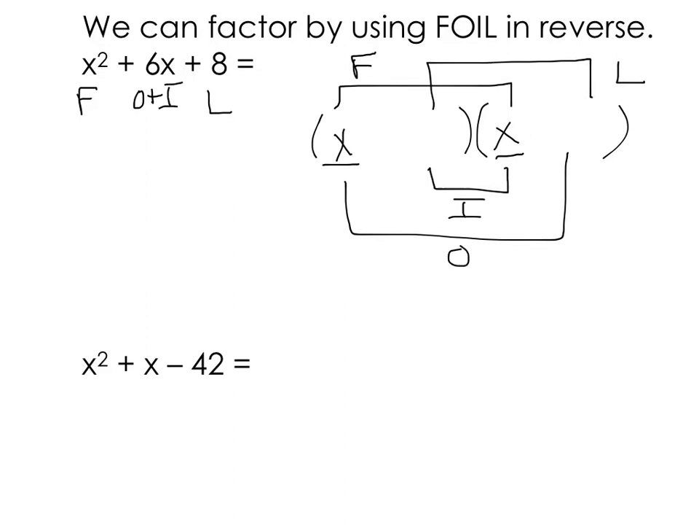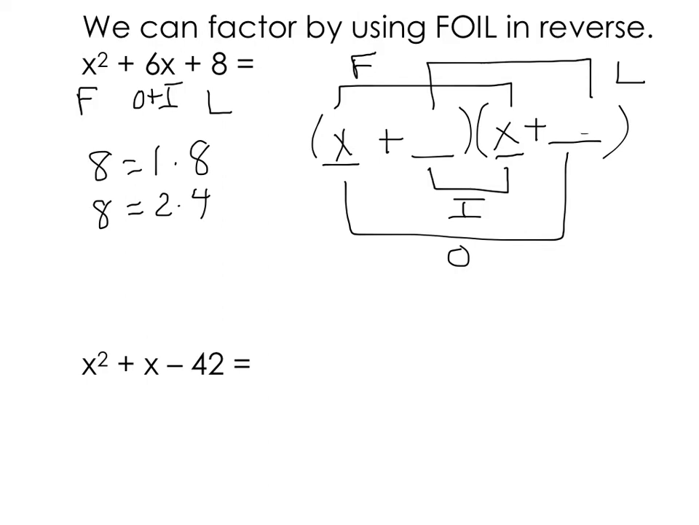So, what numbers could we put in these last two positions? We know that 8 is 1 times 8. 8 is also 2 times 4. Which pair of factors can we put in the blanks so that the outside plus the inside equals 6? If we put the 1 here and the 8 here, the signs would have to be the same because it's a positive 8, and because it's a plus 6x, the signs would both have to be positive. So that would give us on the inside 1x, on the outside 8x. That's 9x. That doesn't work. So the 1 and the 8 don't work.